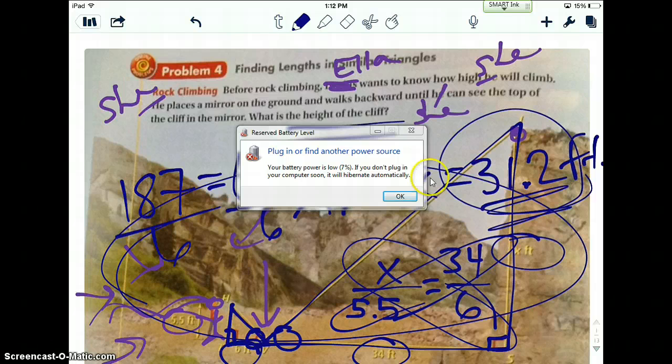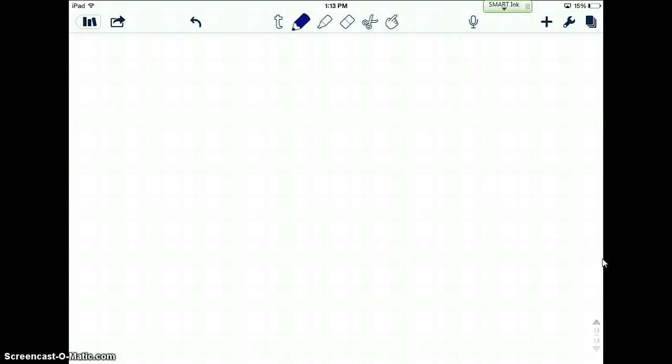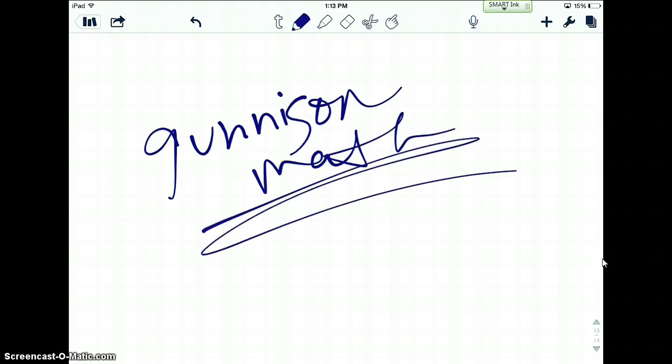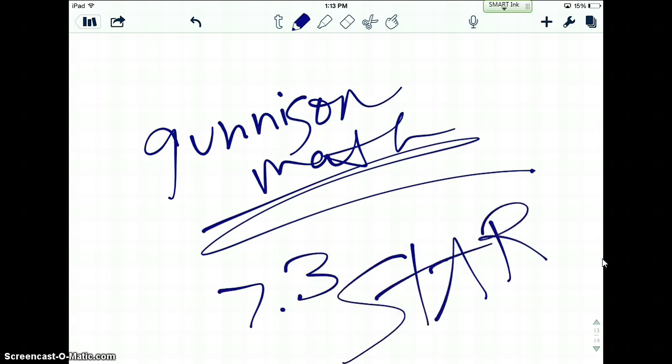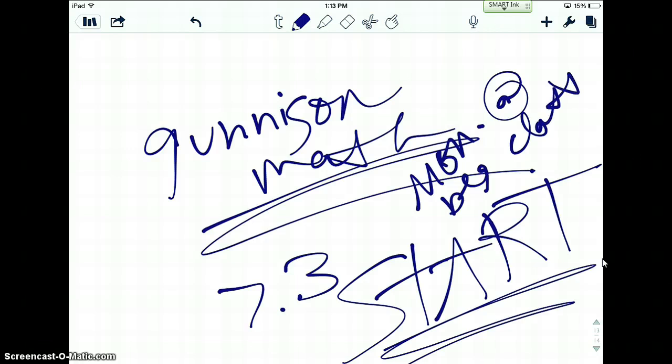Okay, I will see ya soon. Actually, what I do want to tell you is to not just do nothing right now. At this point, you need to go to Gunnison Math and see what problems I gave you guys. Find those problems for section 7.3 and start on them. And maybe finish. Know that that is due Monday at the beginning of class, so I can check and see if you're on track. All right? Enjoy the weekend.